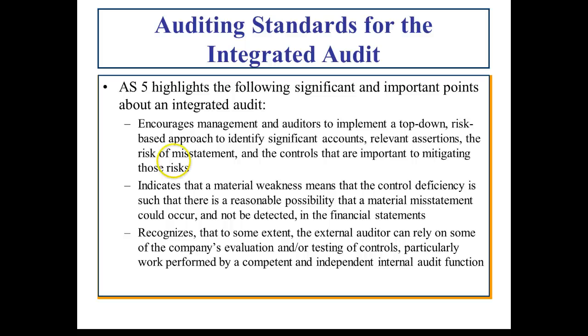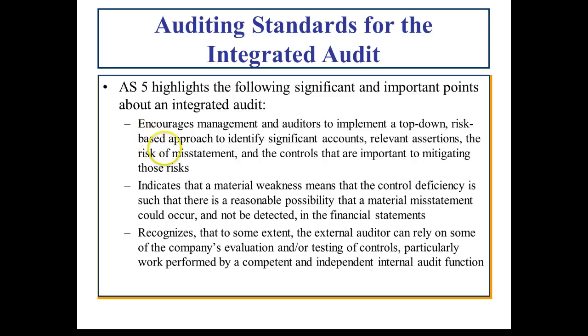Also, another standard indicates a material weakness means that the control deficiency is such that there is a reasonable possibility that a material misstatement could occur, but might not be detected. So if a material misstatement could occur and not be detected, we've got problems with our financial statements, because part of our responsibility with these financial statements is to show that we've tested to make sure there are no material misstatements.